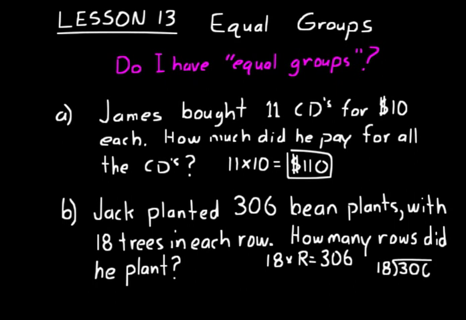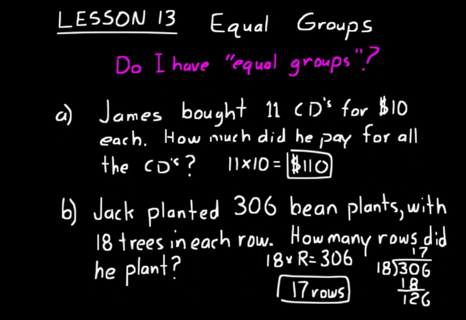Put 306 inside the division box, and 18 goes into 30 one time. Then we have 12 left over, bring down a 6. And then 18 goes into 126 exactly 7 times. I'm running out of room there, so I'm not going to do the subtraction and everything, but 18 times 7 would be 126. You'd have a remainder of 0. So the answer would be 17 rows. And so we've answered the question there. How many rows did he plant?